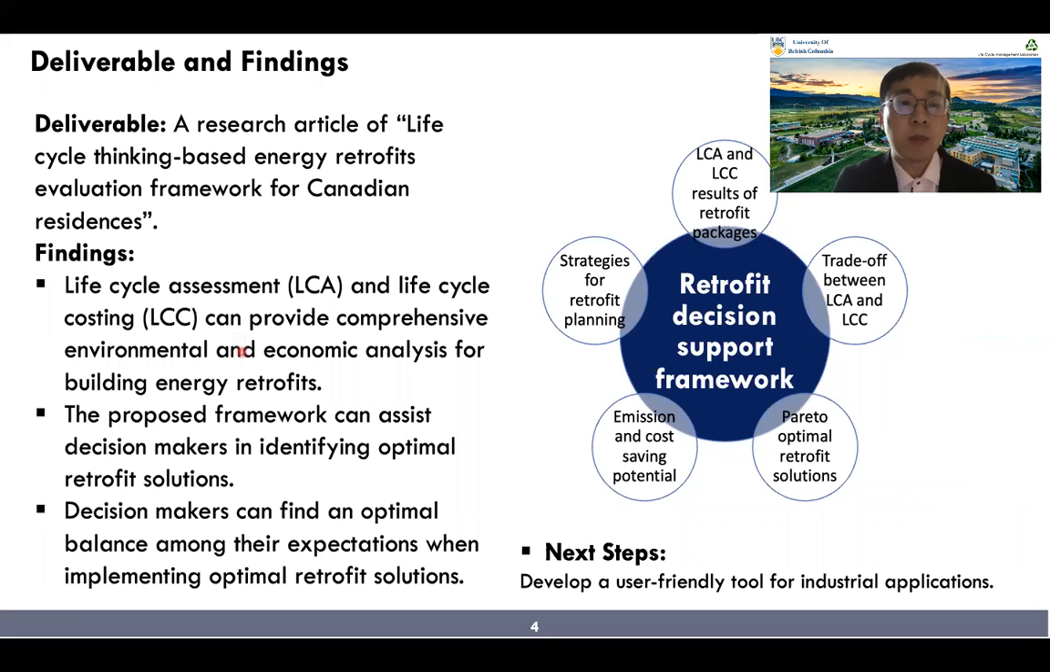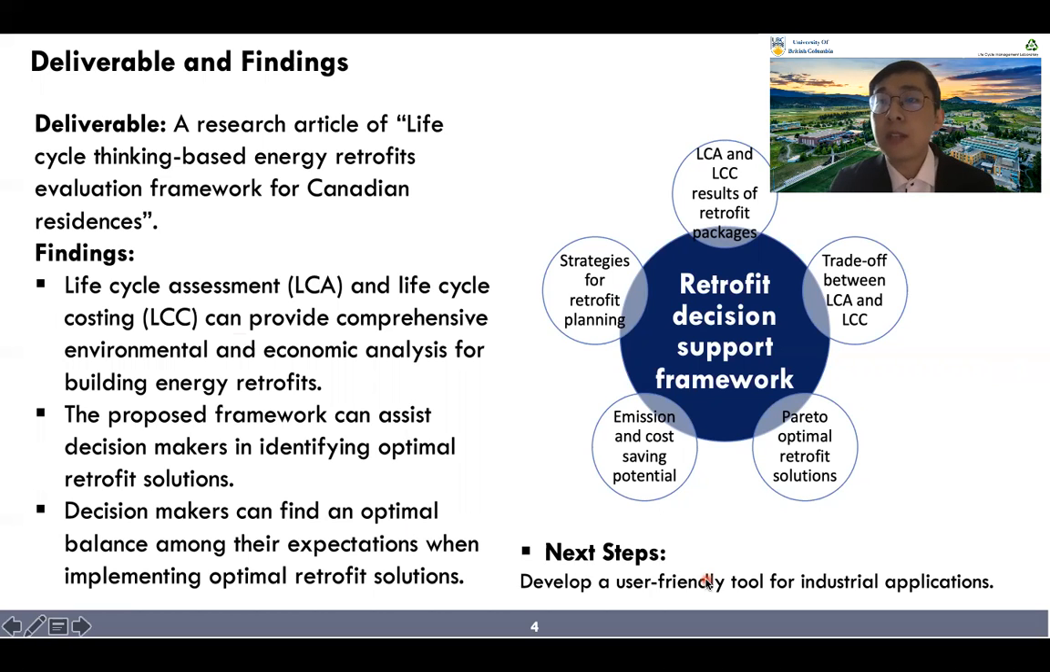In addition, the proposed framework can assist the decision makers in identifying optimal retrofit solutions at different investment costs. Then the decision makers can find an optimal balance among their expectations when implementing optimal retrofit solutions. Finally, the proposed framework can assist policymakers in developing retrofit strategies. And in the future, we would like to develop a user-friendly tool for industrial applications.